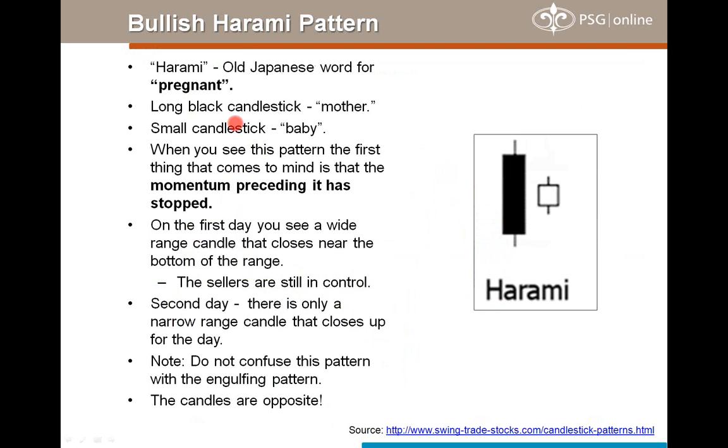Harami. Harami is a Japanese word for pregnant. So I always think of this as the mommy, the long body, and there's a baby in front. That's what we're looking at. Basically, it's highlighting that the downtrend is slowing down, momentum is changing, and we'll move up again. Although the sellers are still in command here, the buyers come in big time the next day.